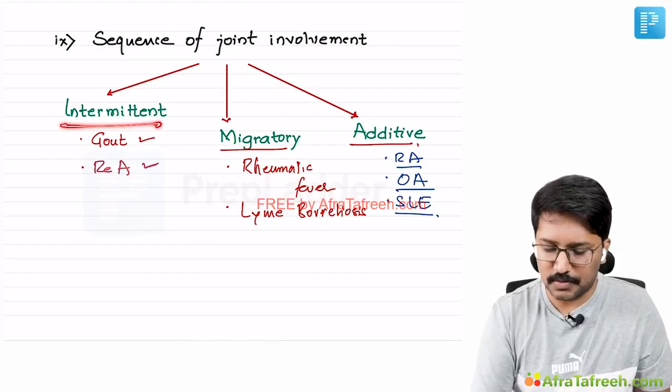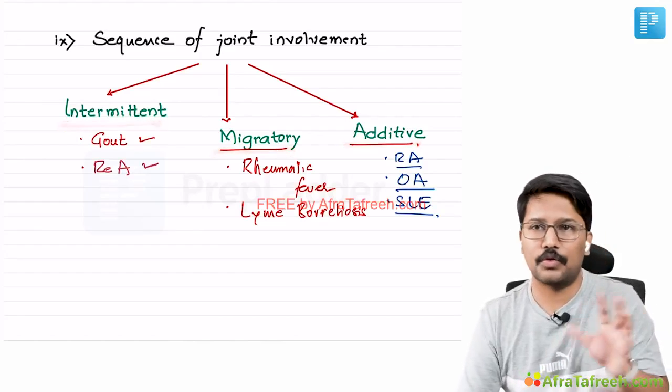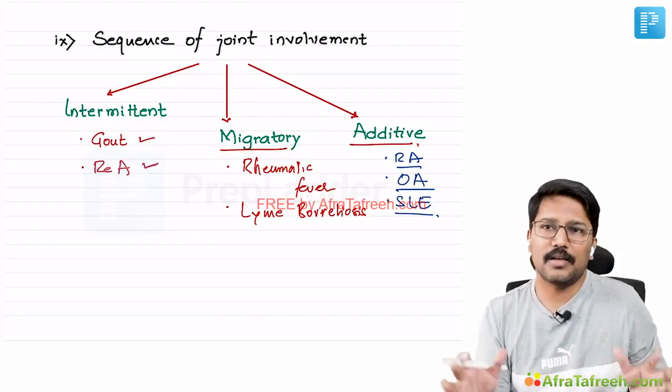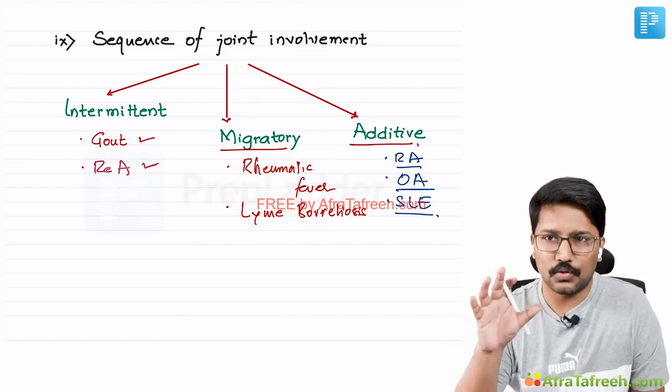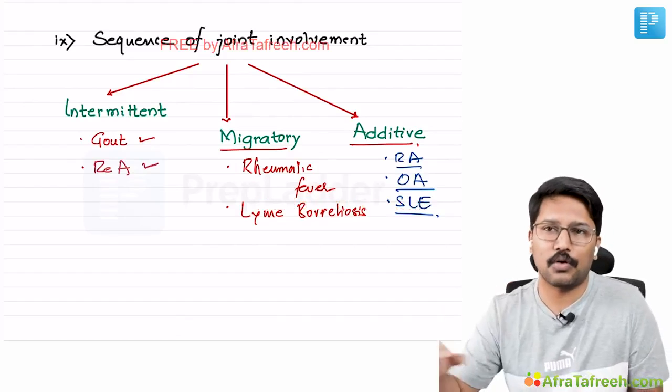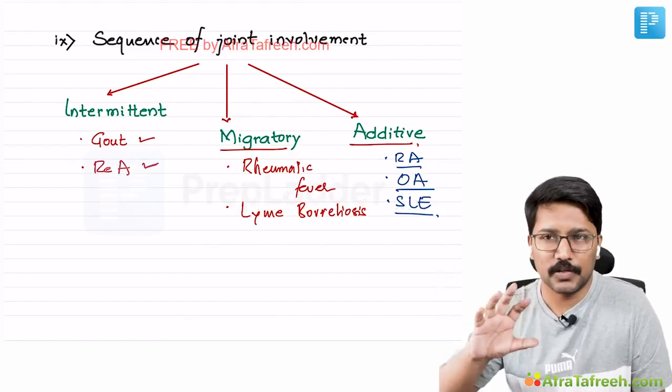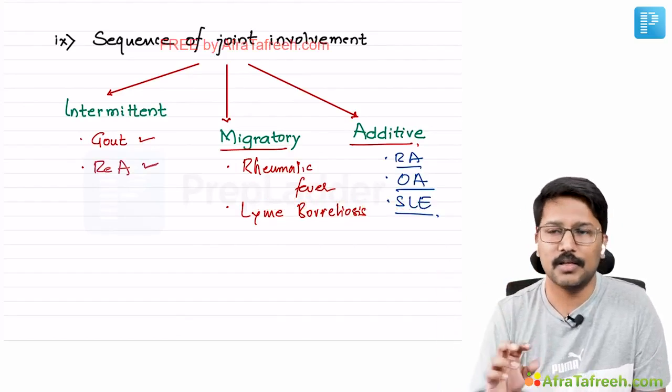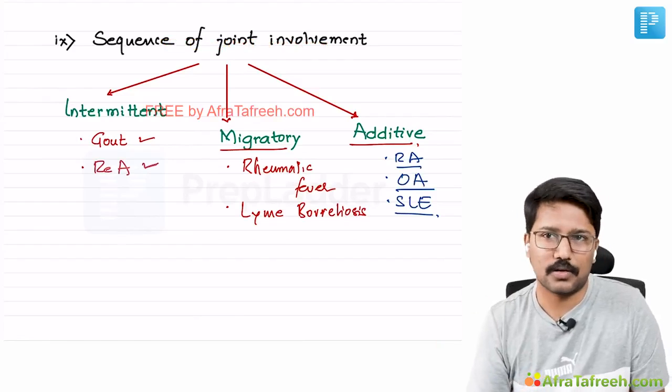Okay, so now we know the difference between intermittent, migratory and additive, and we also know the causes. So this summarizes all the key points we should know to do a proper pattern recognition. So with this information, when you start learning about all the rheumatological disorders, be it spondyloarthritis, rheumatoid arthritis or osteoarthritis, it starts making a lot of sense.